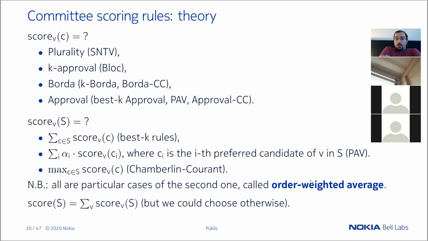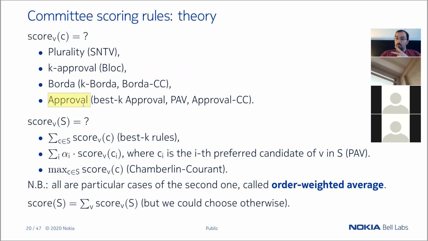So generally speaking, about the committee scoring rules, we have a very large family of rules that can be created with the following ingredients. The first thing you need is a way for a voter to assign a score to a candidate. Typically you can take the plurality score, the K approval score, the Borda score, or the approval score. Then from this way to assign a score to a candidate, you need a way to assign a score to a set of candidates.